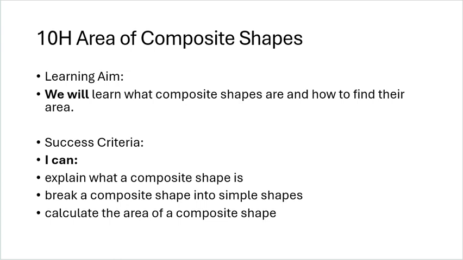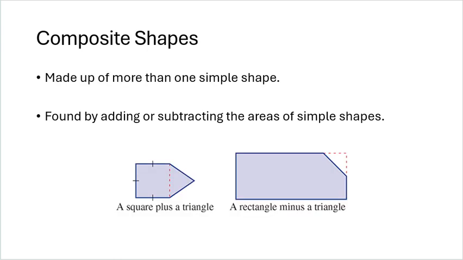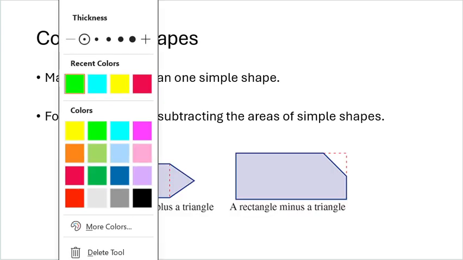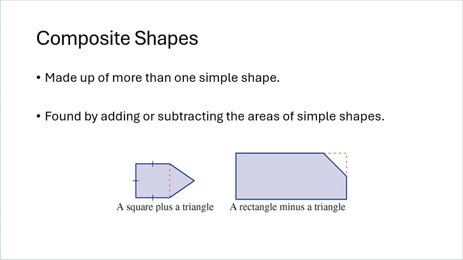Now, the learning aim for this unit is that we're going to learn what composite shapes are and how to find their areas. Hopefully by the end of this video, you can explain what a composite shape is, you can break a composite shape into simple shapes, and you can calculate the areas of composite shapes. So first of all, what are they? They are just made up of more than one simple shape. It's found by either adding or subtracting the areas of simple shapes.